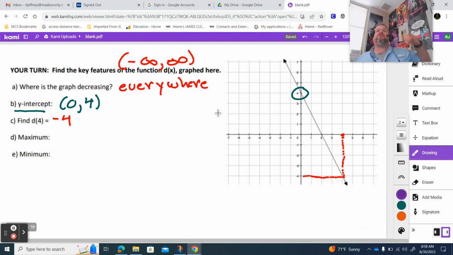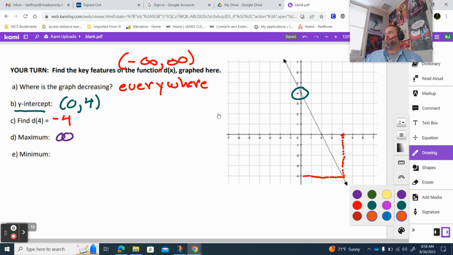All right. What is our maximum? What is our highest point? Infinity. Okay. What is our lowest point? Negative infinity. All right. Believe it or not, that's our lesson.